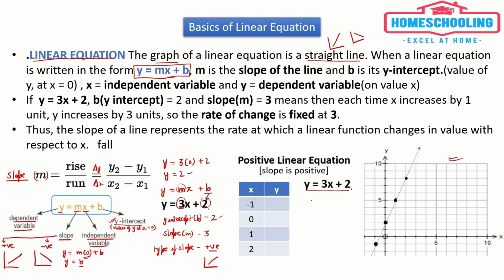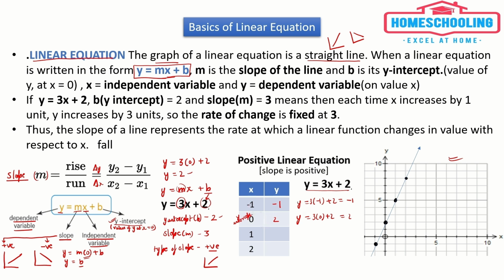So when x is equal to -1, y is equal to 3 into -1 plus 2. So that is going to be -3 plus 2. That is -1. So our y value is -1. When we take x is equal to 0, y is equal to 3 into 0 plus 2. So 3 into 0 is 0. So that is equal to 2. So this is your y-intercept.